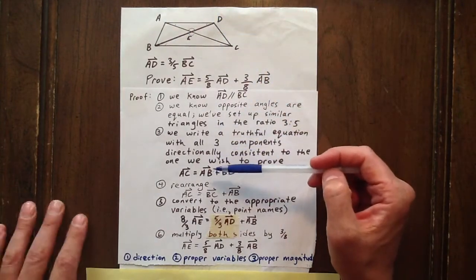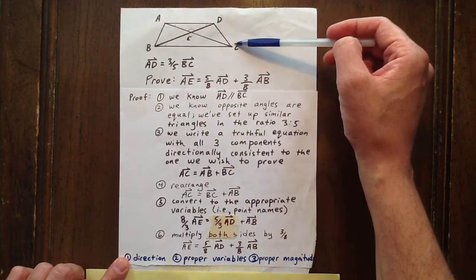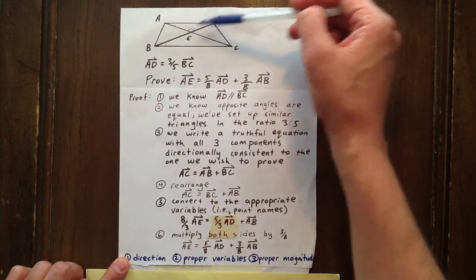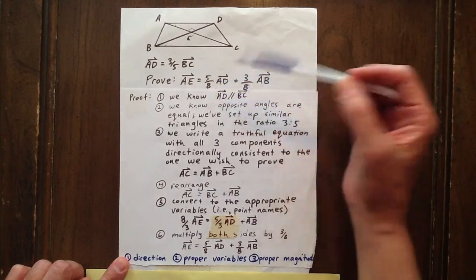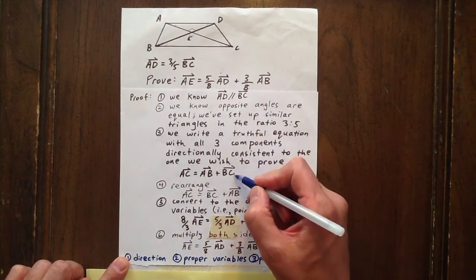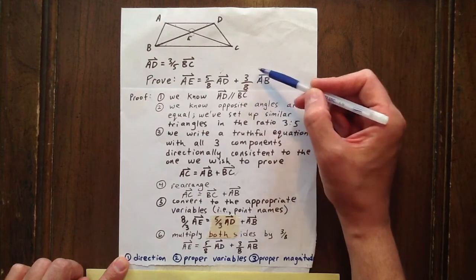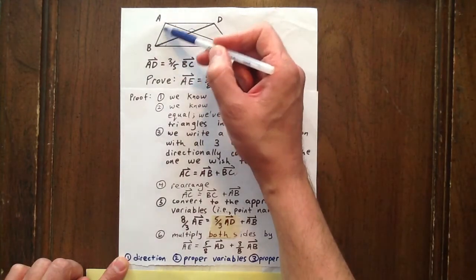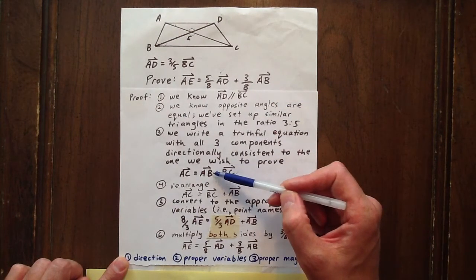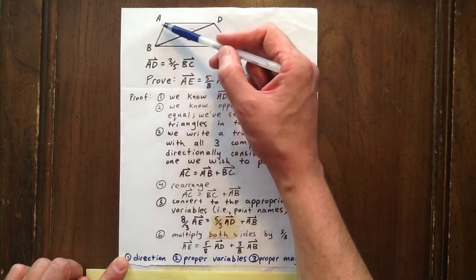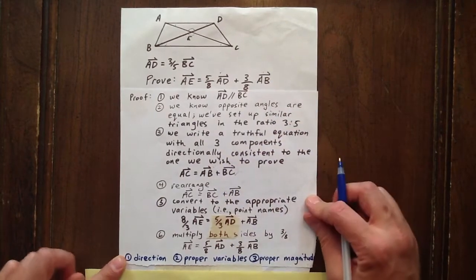Well, we're going to use BC in our statement. BC travels straight horizontally as well. So I think we would agree that AD and BC are directionally consistent. So 5/8 AD right here is directionally consistent with BC down here. And finally, in the statement that we're trying to prove, we have 3/8 AB. That goes down this way. And in the statement that we wrote a moment ago, we have AB itself. And so 3/8 AB is directionally consistent with AB. So this vector is directionally consistent with that one.